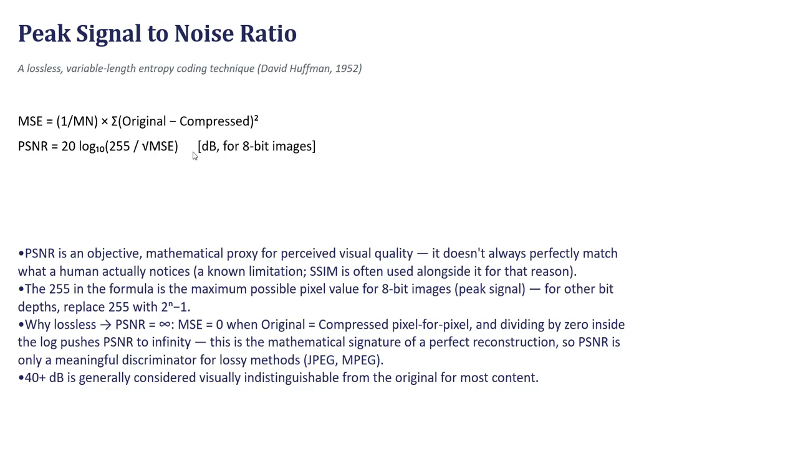So in case of lossless compression, where original and compressed are both the same, MSE becomes 0, and so PSNR reaches infinity. MSE is equal to 0 when original is equal to compressed, pixel for pixel. Usually if I have a PSNR value of 40 plus, that means it is a good compression.